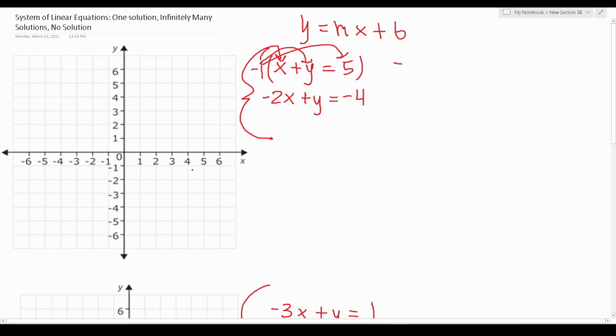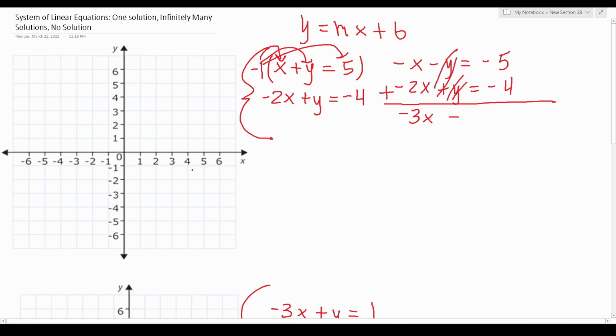-1 times x is -x. -1 times y is -y. And -1 times +5 is -5. Again, we're going to be adding that to the second equation, notably 2x plus y equals -4. Let's add these two together now. -x plus -2x is -3x. -y plus +y is nothing, so this variable is eliminated, equals -5 plus -4, which is -9.